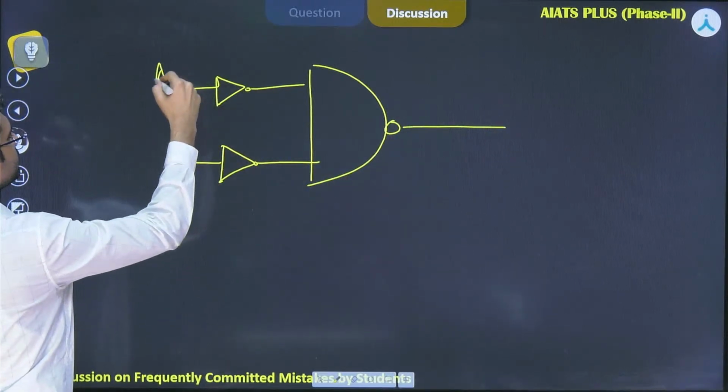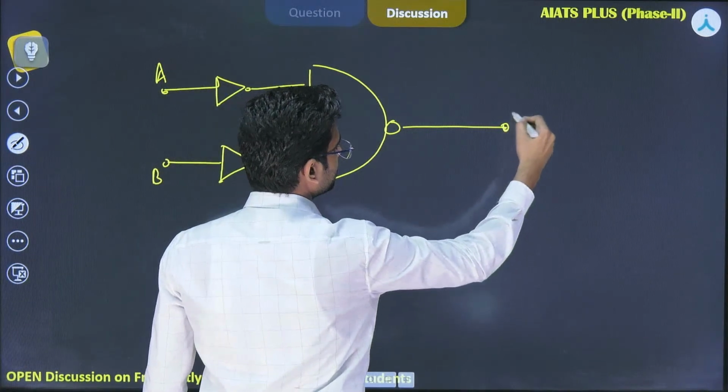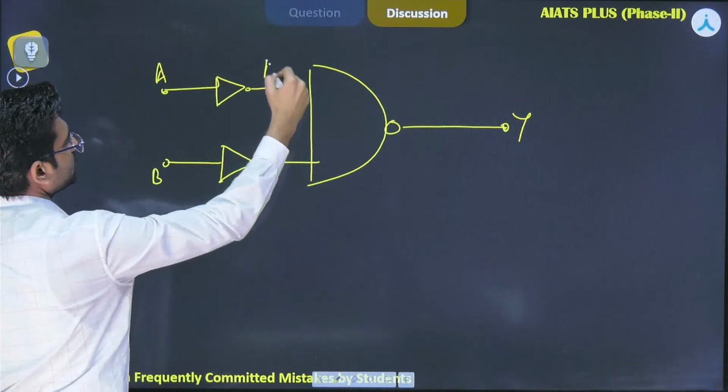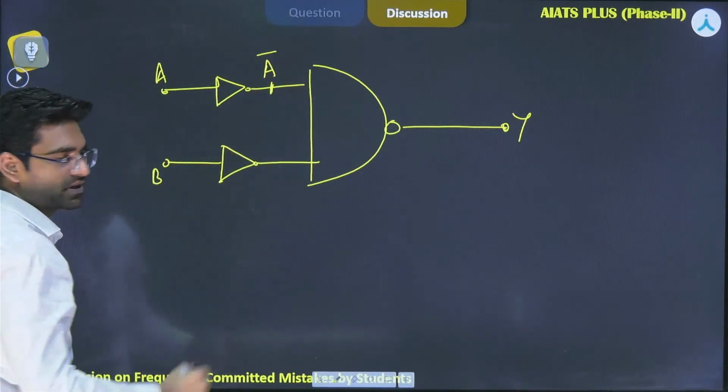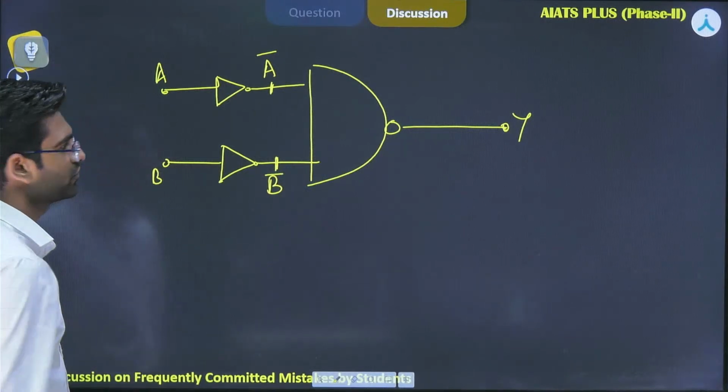This is A, this is B, and the output is Y. Okay, this is A. What will happen with A? This will become A bar here. This will become B bar here. Okay, so far so good.